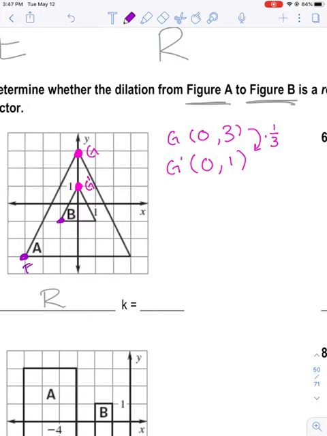So here we'll go with F and F prime. F looks to be at 1, 2, 3, so -3, -3, and F prime looks to be at -1, -1. So is it true that if I multiply each number, -3 by 1/3, and the other -3 by 1/3, do I get the new numbers? And yeah, I do. So the scale factor is 1/3.